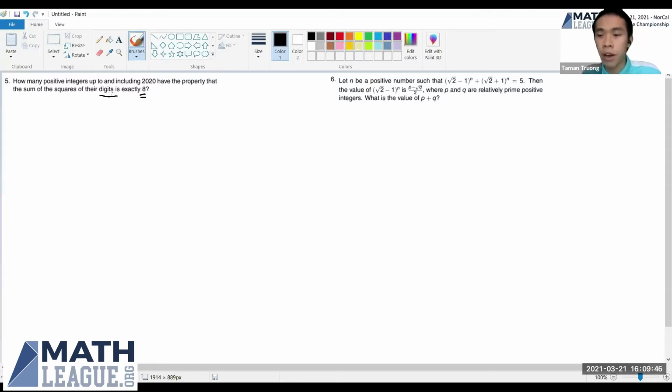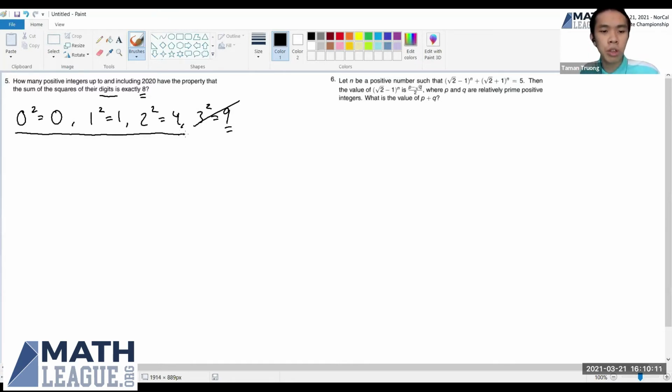So we need to find, or at least bound, whatever digits we're going to use to get the numbers that have that property. And so we start from 0. 0 squared is 0. 1 squared is 1. 2 squared is 4. 3 squared is 9. And we stop here because this doesn't work. 9 is clearly greater than 8, so we can't use 3 as a digit. So we can only use 0, 1, and 2 as the digits such that the sum of the squares of the digits is exactly 8.